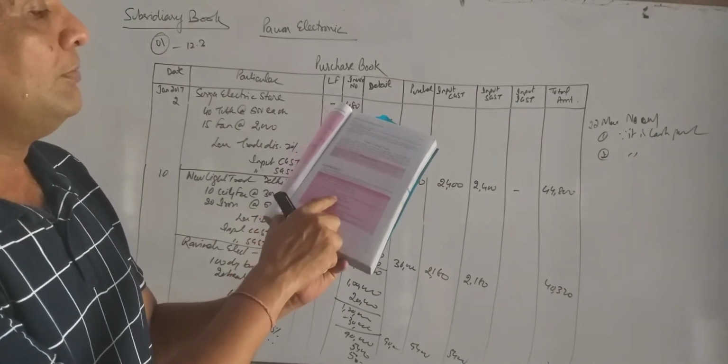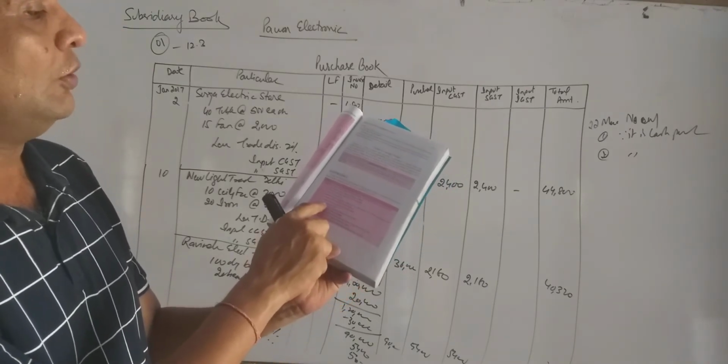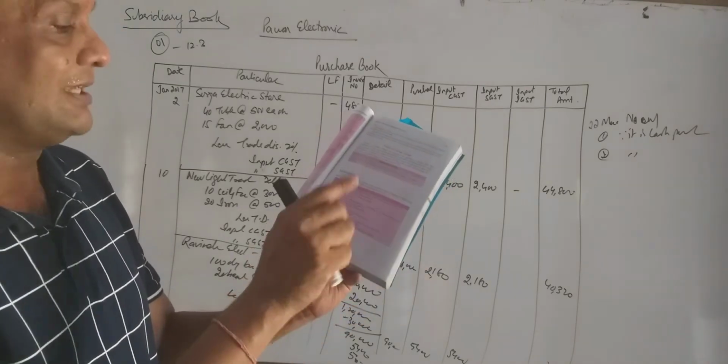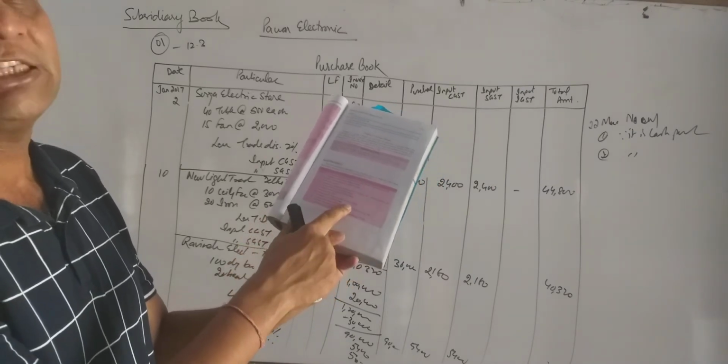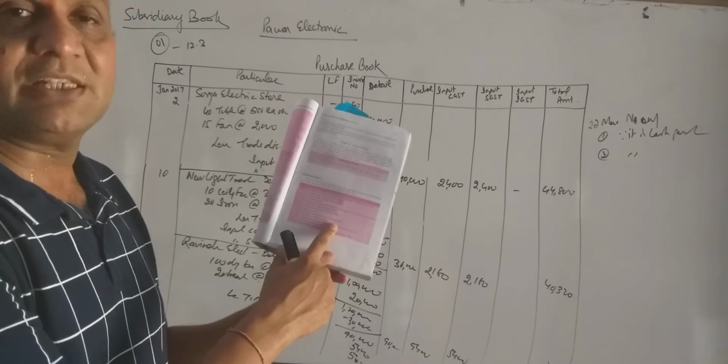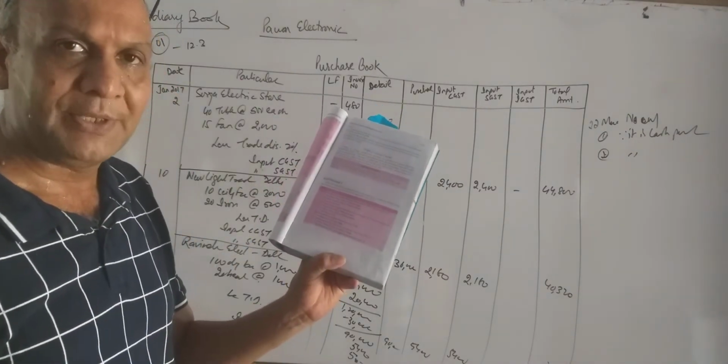Then purchase from Raghubir Prasad and Company, 50 meter silk cloth, 40 meter cotton cloth, the same transaction. Next, 20th, purchase from Modern Furniture House. Now see, our business is of cloth and we are purchasing furniture here. So this entry won't be recorded.